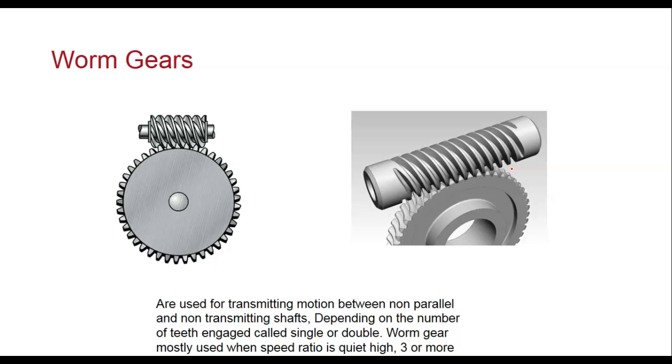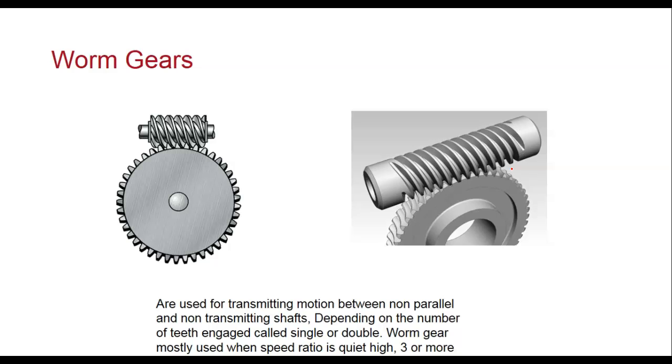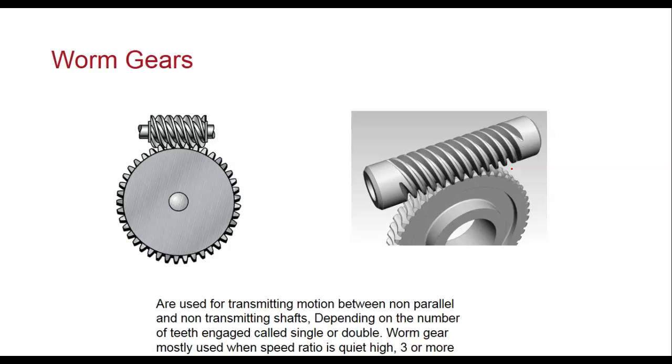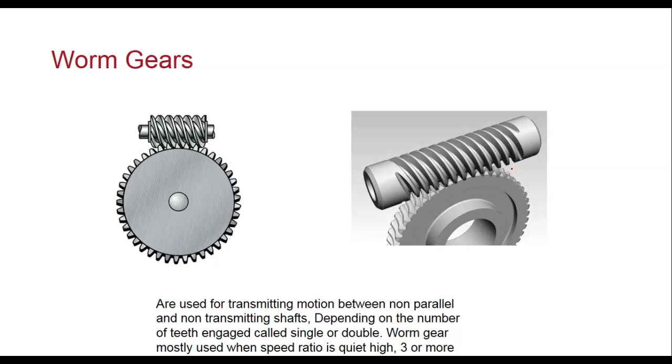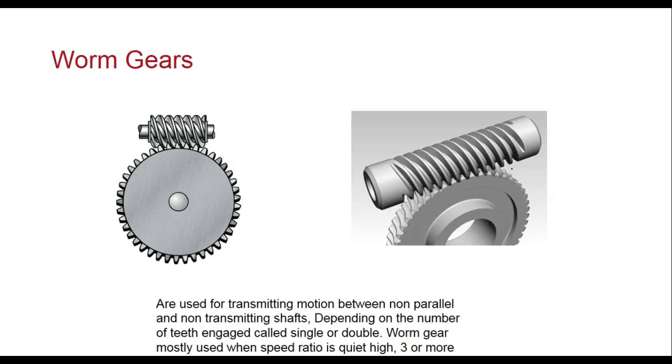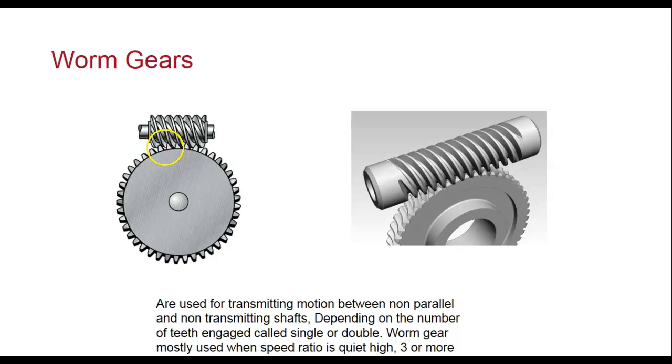This is a worm gear. This is the last one he talked about. These give us really, really good torque characteristics. These transmit motion between two parallel shafts and non-intersecting shafts, depending on the number of teeth engaged, called single or double. The problem we have with this, though, is that we're only engaging a few little teeth.